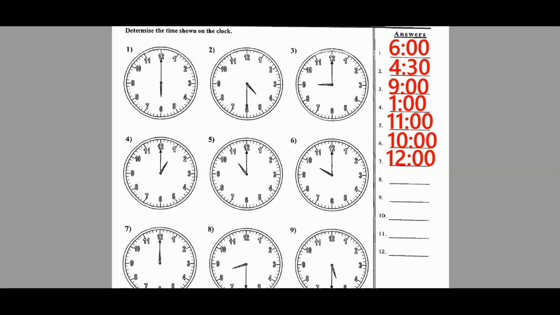That's 12 o'clock. 8, that's 8:30. 9, 5:30. What was 10? 3 what? 3 o'clock. And what was 11? 7:30. And what was 12? 2:30. 2 what? 2:30.